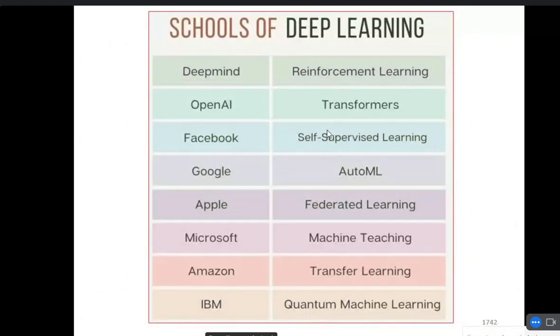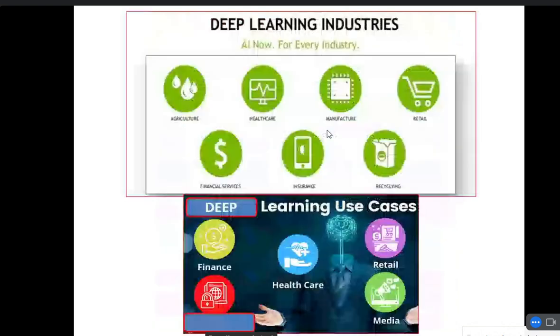Then we are moving to the schools of deep learning. DeepMind uses reinforcement learning. OpenAI developed Transformers. Facebook developed self-supervised learning. Google developed AutoML. Apple developed federated learning. Microsoft, machine teaching. Amazon, transfer learning. IBM, quantum machine learning. These are the schools of deep learning right now. All the MNCs are leading in their domains.